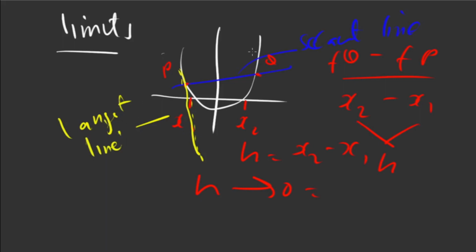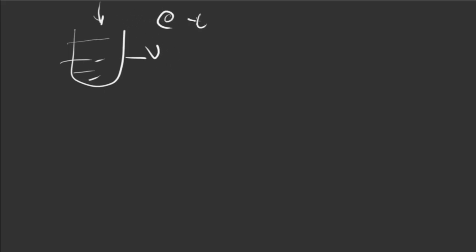So why is this important? For example, friends, you have a beaker and you are filling water inside. The beaker has a volume V, and you are filling water at time t. You want to know, after 5 seconds, what will be the volume at that time?